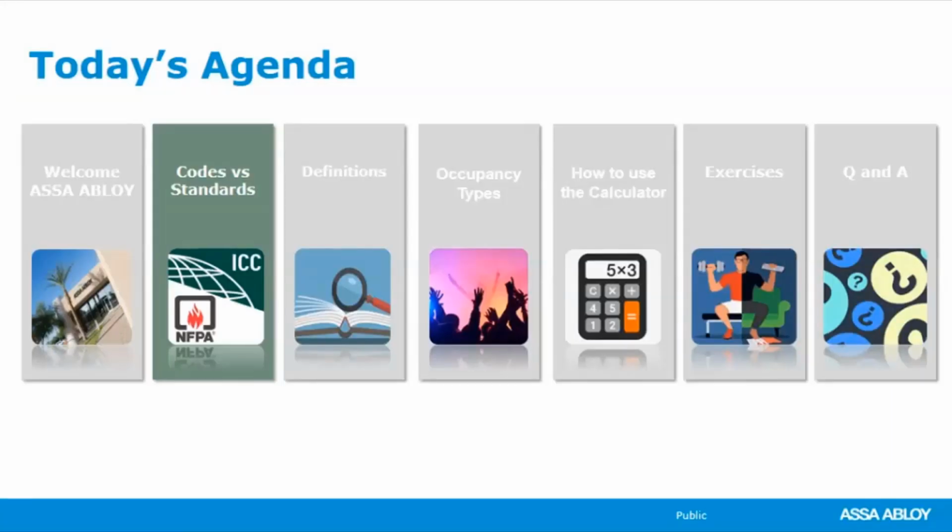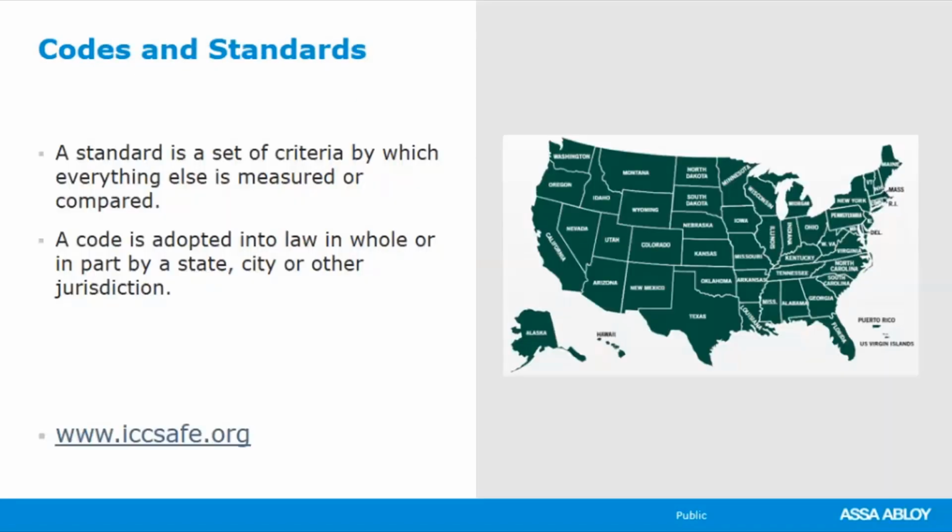We'll start off with the difference between codes and standards. A standard is a set of criteria by which everything else is measured or compared. Some of the standards that we use in this industry to select the appropriate code compliant hardware and doors are NFPA 80, the standard for fire doors, and ANSI A117.1, which is the standard for making doors and hardware accessible to meet the requirements of ADA. A standard by itself doesn't do much. It needs to be referenced by the code.